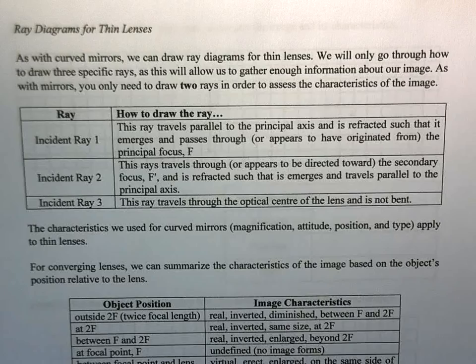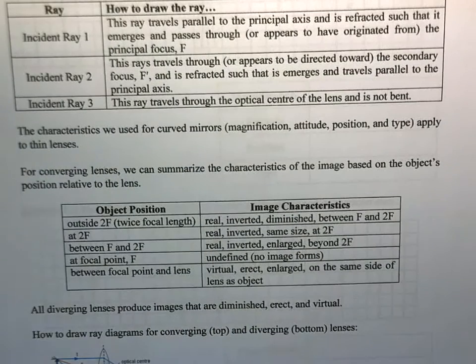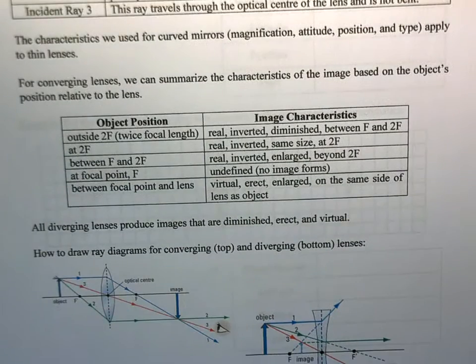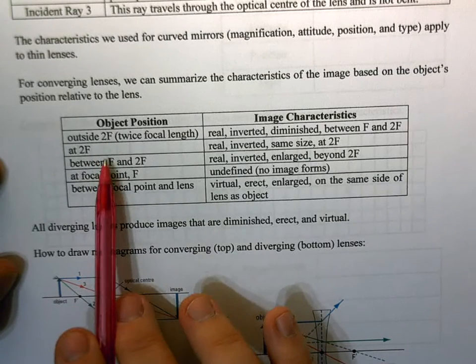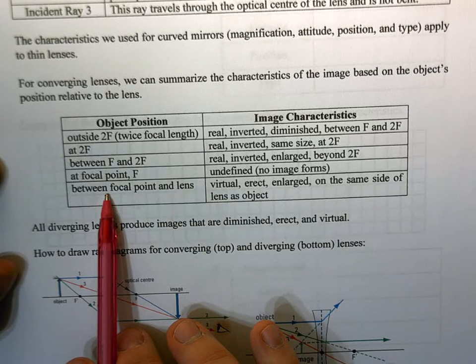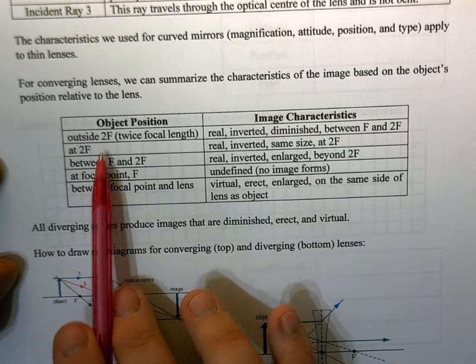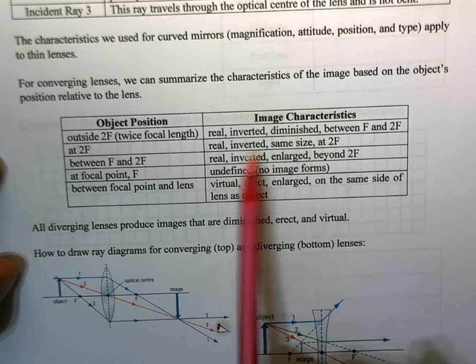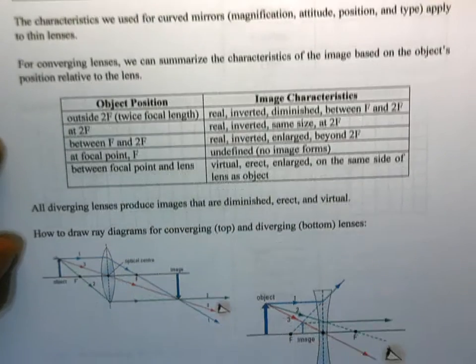You're good to go. Now, those characteristics we talked about with curved mirrors, like magnification, attitude, position, and the type of image, still apply with thin lenses. They still have the same definition. Nothing has changed. So just before we get into this, with converging lenses, kind of like what we did with concave mirrors, we gave various positions of where the object is placed relative to the mirror. In this case, we're doing it relative to the lens. And this is just telling us the image characteristics of the image that's being formed by the lens.